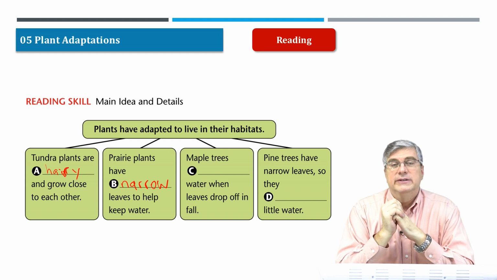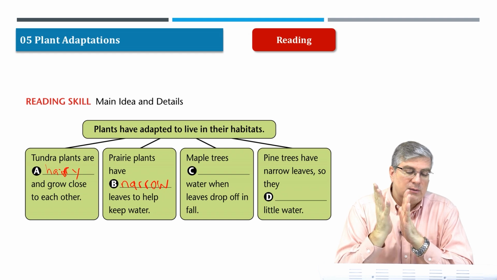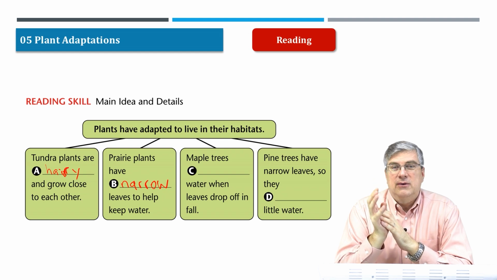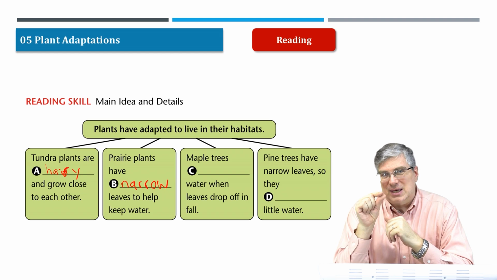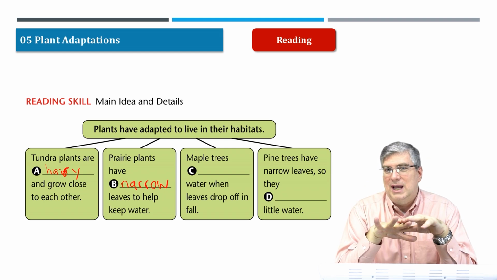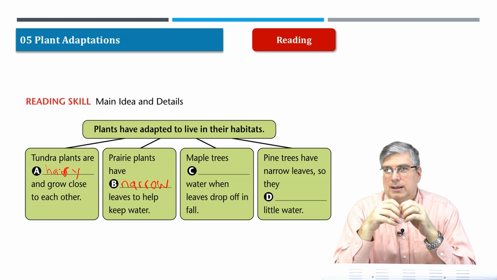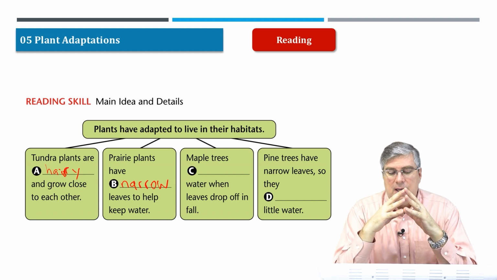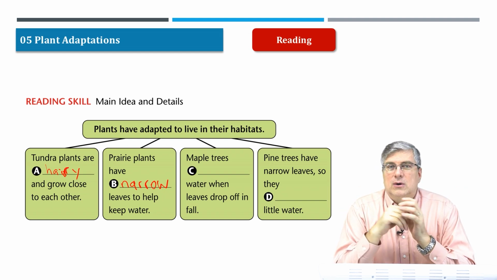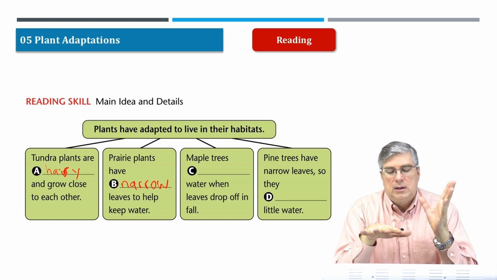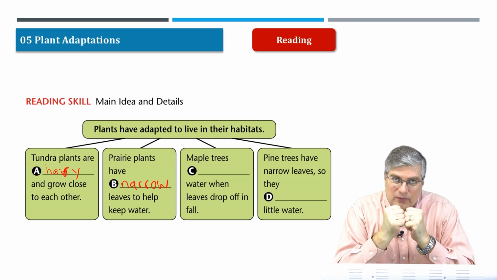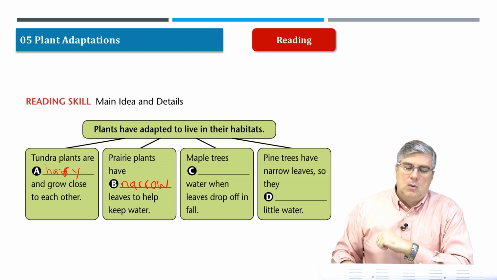Now, next we have maple trees, and we're talking about woodlands, of course. In woodlands, where we see maple trees, they conserve water when leaves drop off in the fall. So I just talked about prairie plants having narrow leaves because they want to save water. They want to keep their water. Maple trees have big wide leaves, so they lose water, right? When the sun's out, when it's hot and dry. But in the winter, they can't use water, right? The leaves can't take in water, so they don't really need their leaves anyway. So if they can't take in the water, but they're losing water, they're not saving their water. So what do maple trees do? They conserve water. They keep their water. They save their water when leaves drop off in the fall.